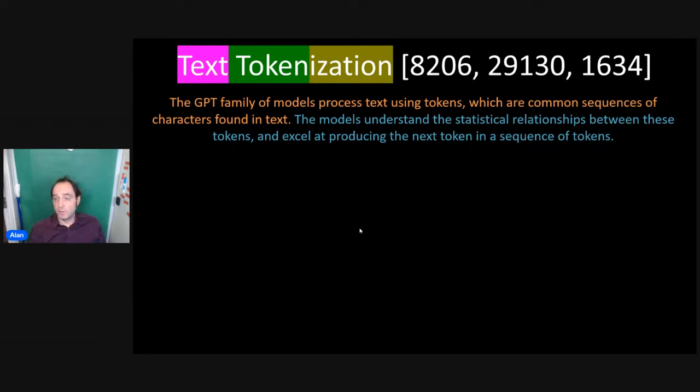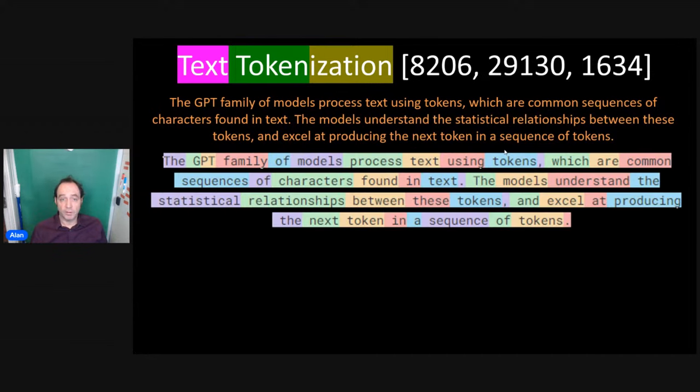the models understand the statistical relationship between these tokens and excel at producing the next token in a sequence of tokens. Two important points in that sentence, that the models don't understand language, they understand the statistical relationship between the tokens that make up the input text. And the only thing that the GPT models are doing is predicting the next token for a given sequence of tokens. That's the only thing that a GPT model will do, just does next token prediction.